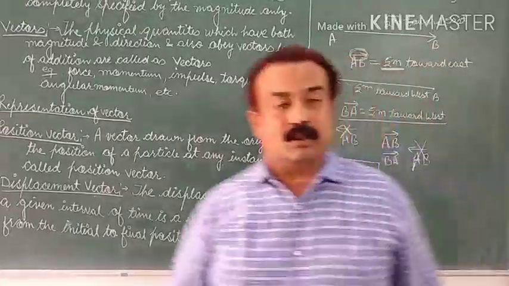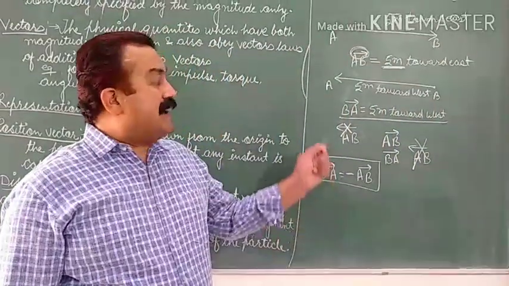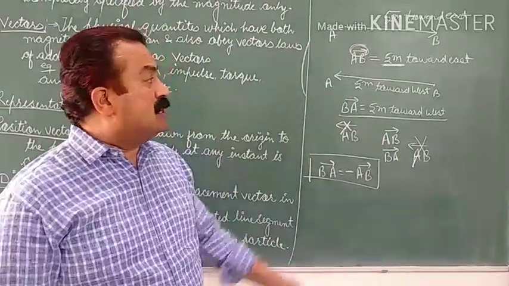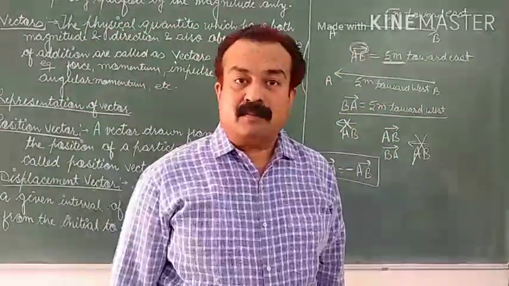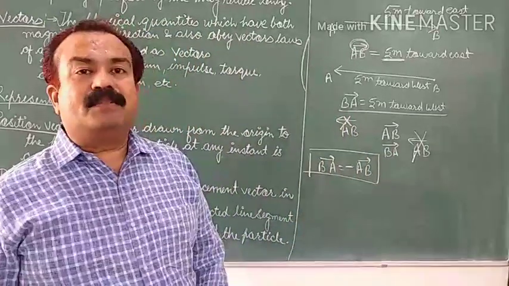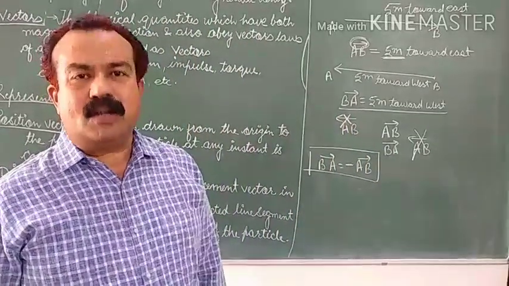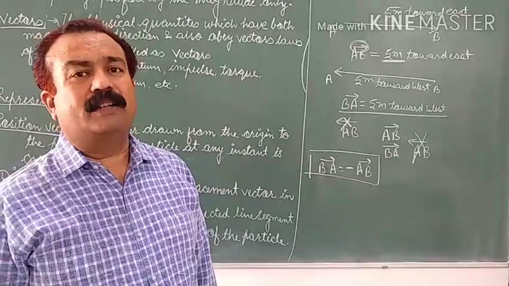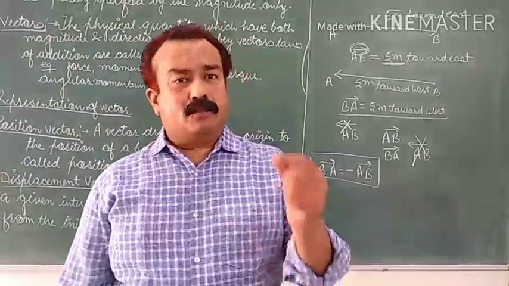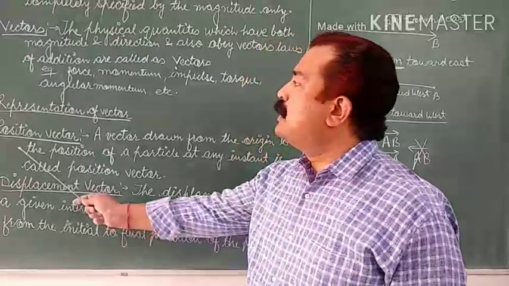So the minus sign plays a very important role if you want to show your B to A vector in the form of an A to B vector. This is the representation of a vector quantity. I think you understand. If you understand, then I will come to another small topic.